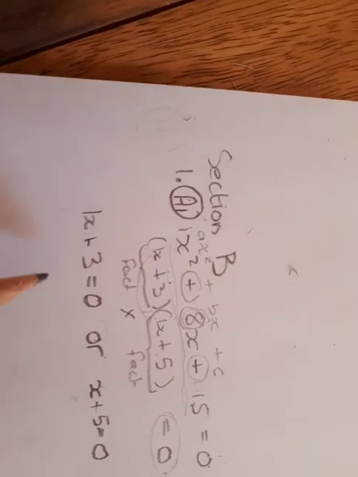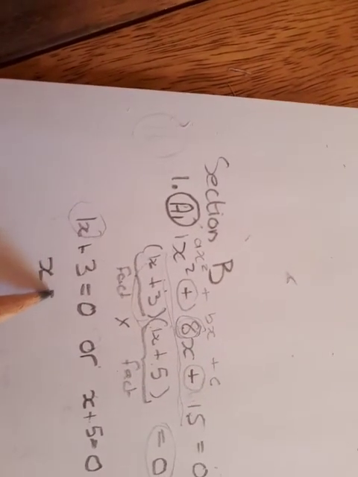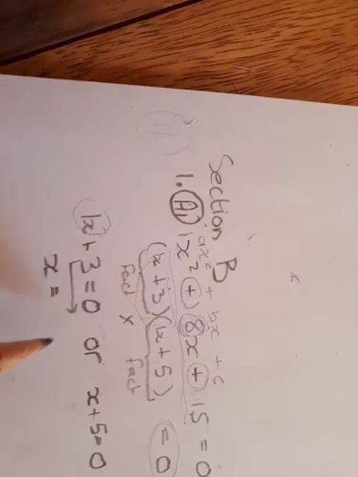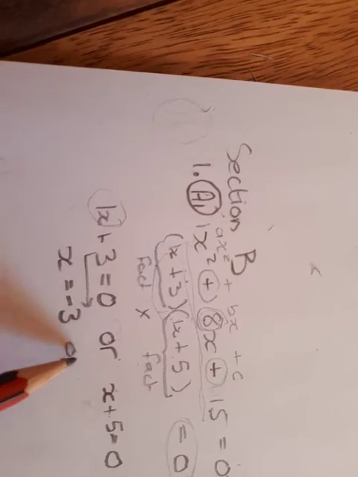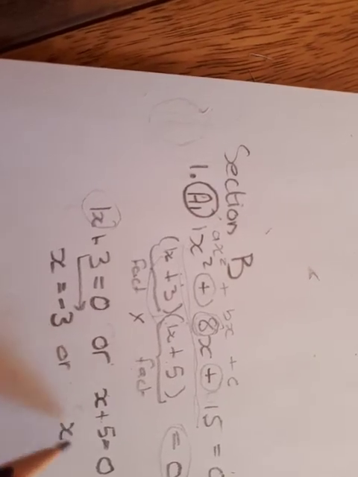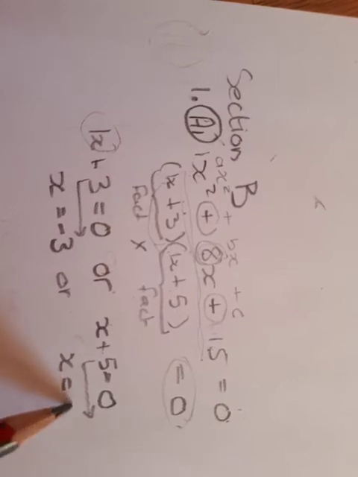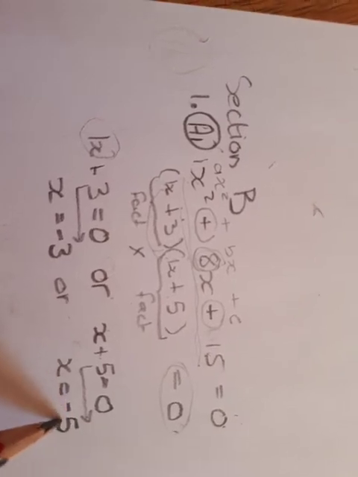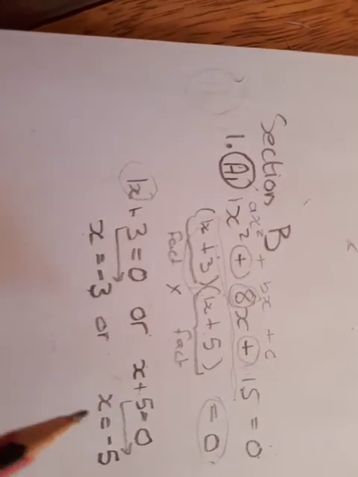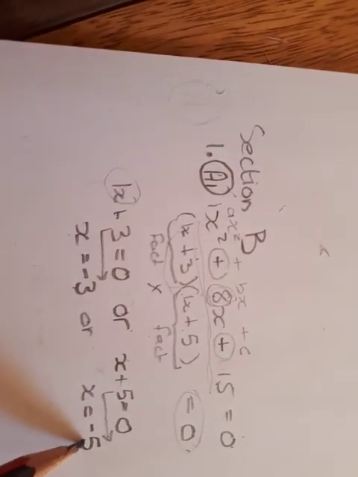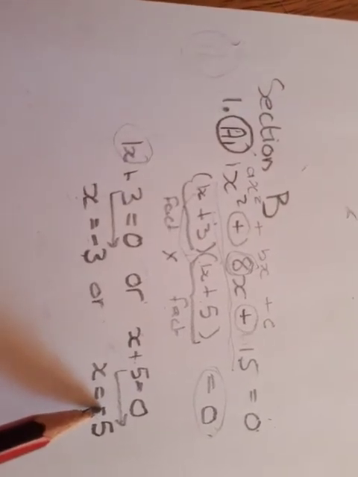And now it's really easy, because now you solve for x. Okay, so x equals, you must take this 3 to the other side, then it becomes negative 3. Or you solve for x, meaning you must take the 5 to the other side, then that becomes a negative 5 on that side. So that's your solution. x must be either negative 3 or x must be negative 5. So you get 2 possible answers, not only one answer.